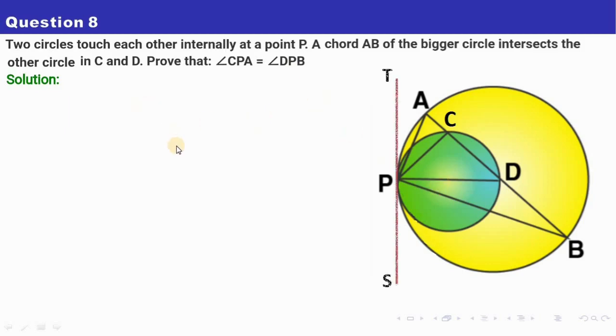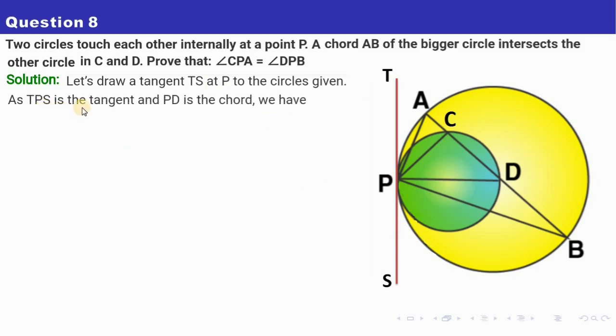Before that, let us construct one tangent out here. The name of the tangent is TPS. So let us draw tangent TS at point P. Fine. So we have TPS as a tangent, and PD is a chord, isn't it? Hope this is clear to you. So, TPS is a tangent and PD is a chord.